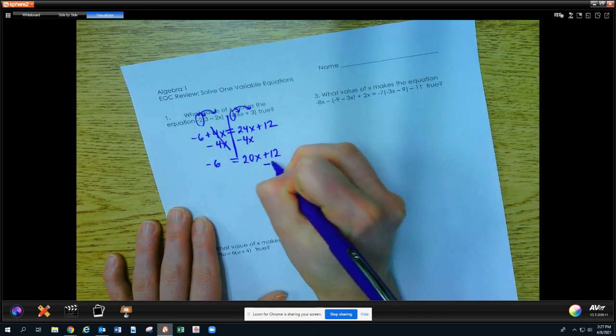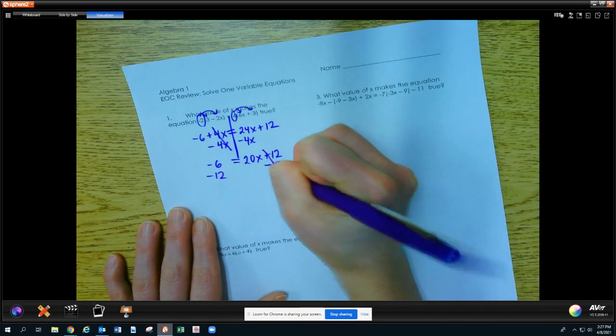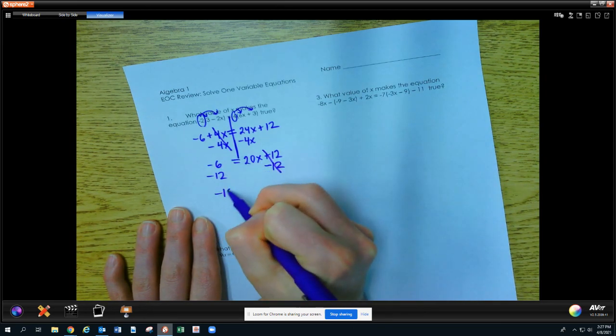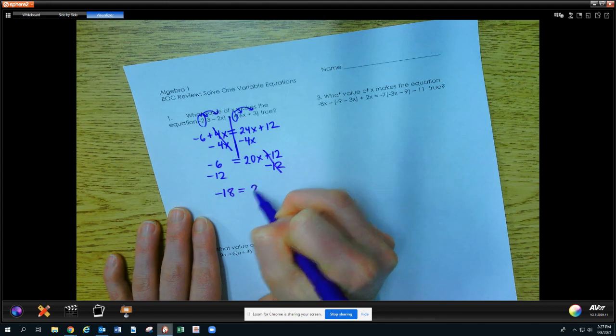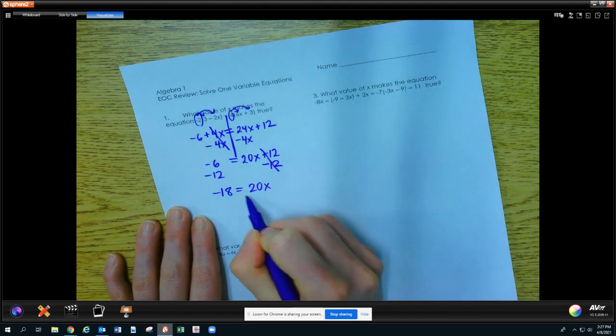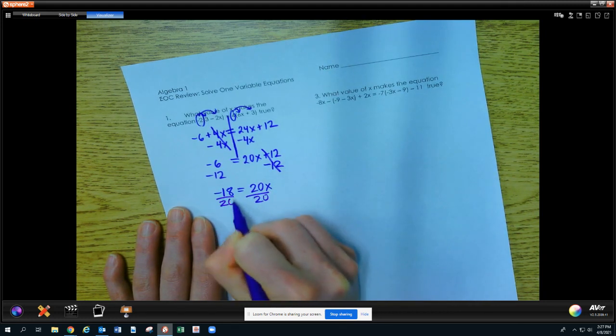And so I'm going to subtract 12. Remember, you have to do the opposite. And so I subtracted 12 from both sides, and that would give me -18. Use your calculator if you need to, equals 20x. Okay, the last step, this is 20 times x, so I need to divide both sides by 20.